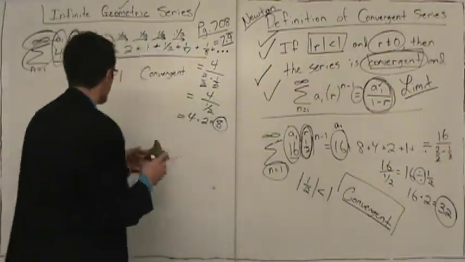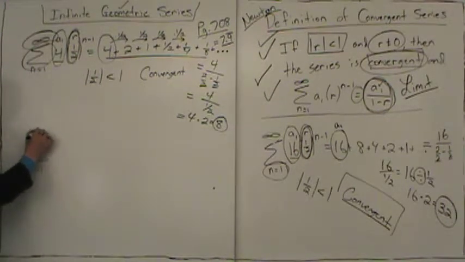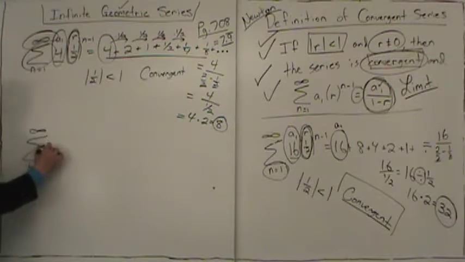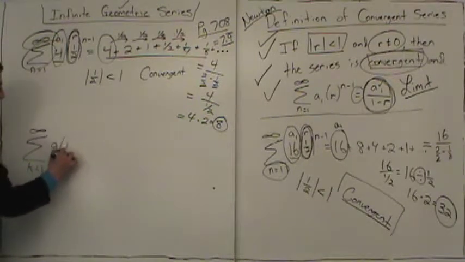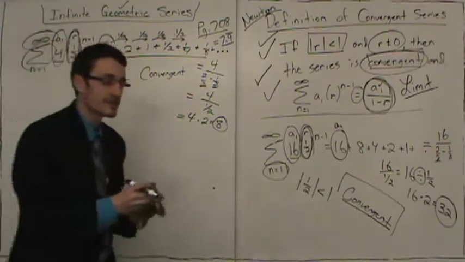Now, let's do one more. Sigma. Let's use k equals 1. Does that matter whether we use n or k? No. K equals 1 to infinity of 9 times 1/3 to the k minus 1.